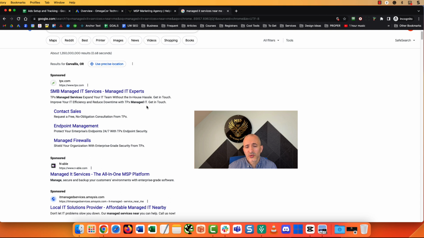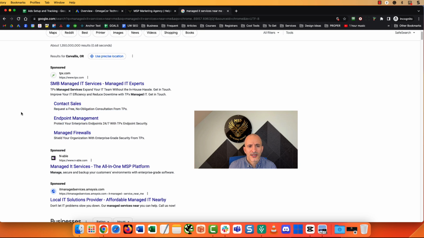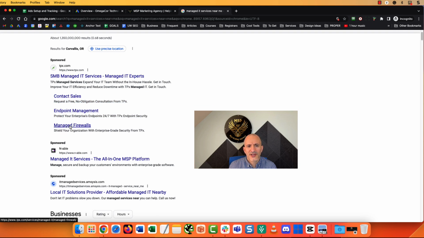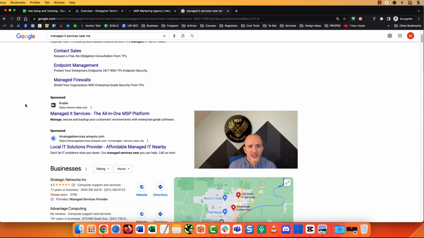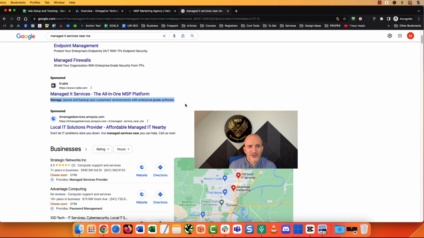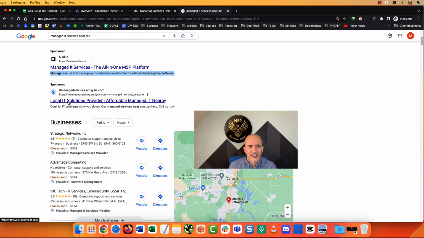Maybe this is what Google does because, again, Google changes your descriptions. You have a limited amount of things, but there are a couple of things here that I like. And I like that they have links to internal pages. I'm not sure if managed firewalls will be something that the average person understands, but it is what it is. Then we have enable. I'm not going to even read it. And then local IT solutions.